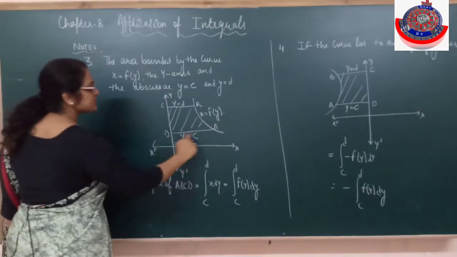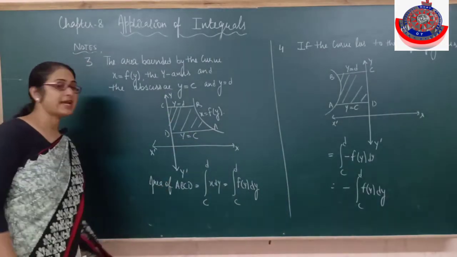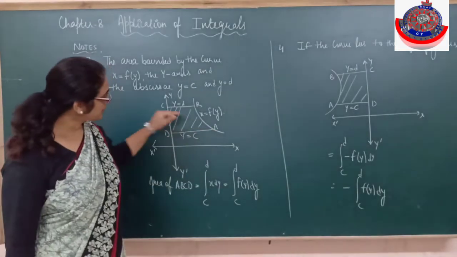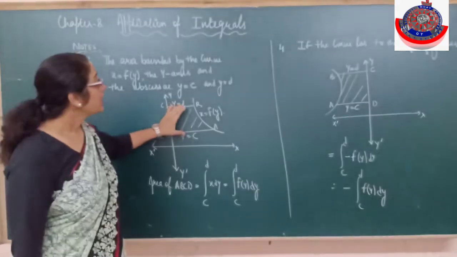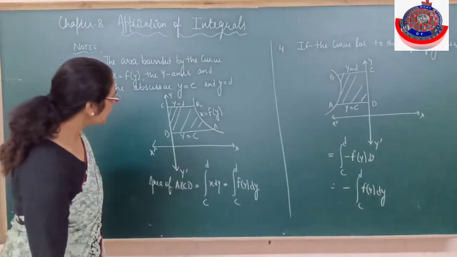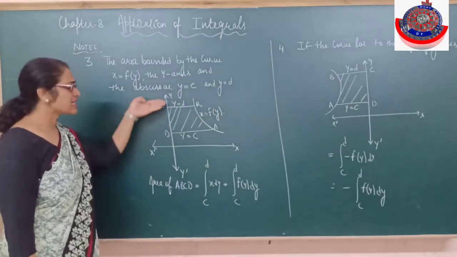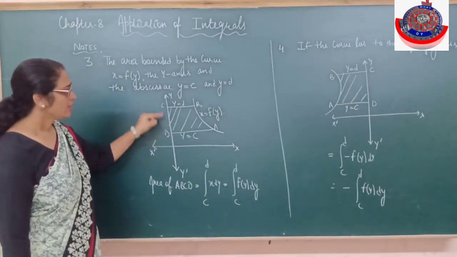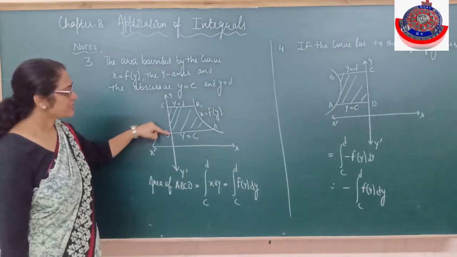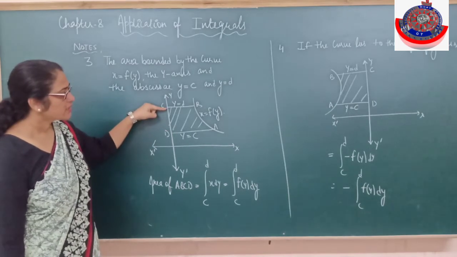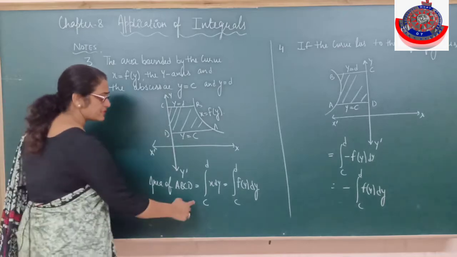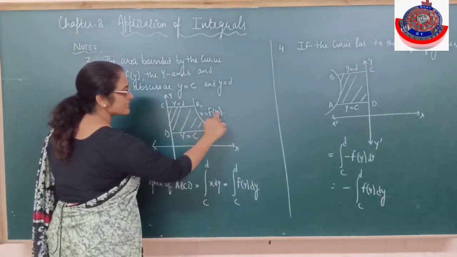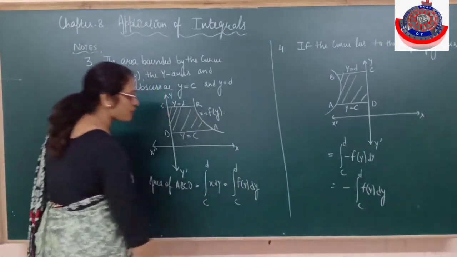the y-axis and the abscissas y equals c and y equals d. That means from here till here I need to find out the area bounded by this curve. So simple. See, I need the limits, from where to where to find it. y from c to d. Is it clear? From c to d I need to find out this area. Alright, so limit would be c to d. x dy, put the value of x, that is f of y dy.